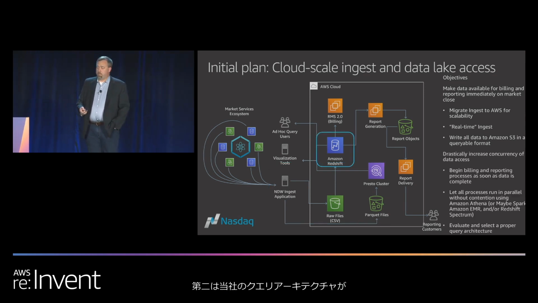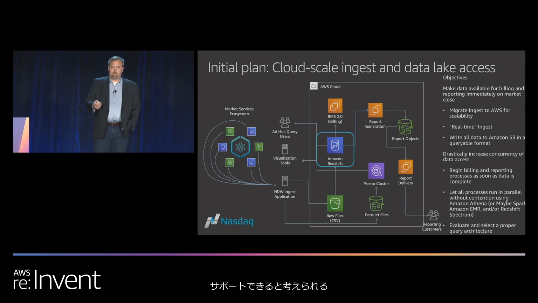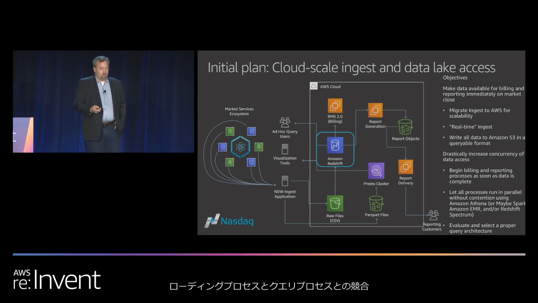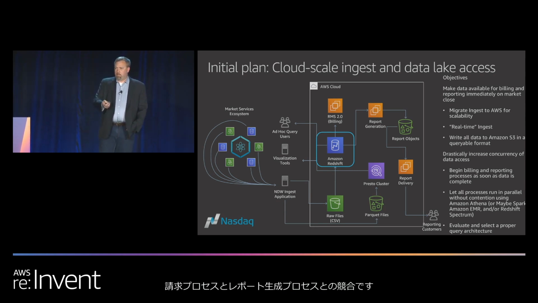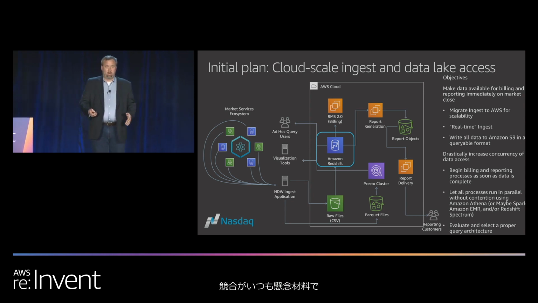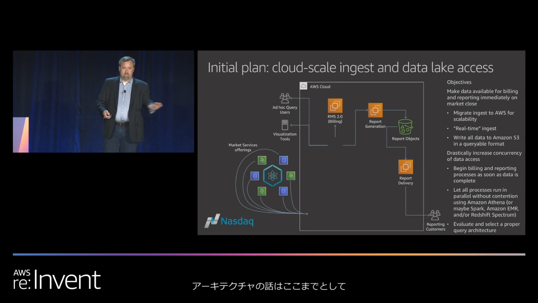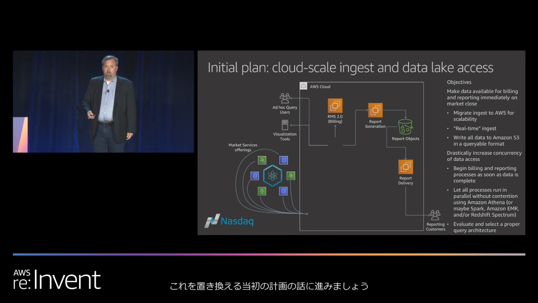Our second objective was to dramatically increase the concurrency and parallelism that our query architecture could support. With Redshift, we were always dealing with contention between our loading process and our querying processes, contention between our billing processes and our reporting processes. There was always contention to worry about, and we wanted a way to eliminate that contention. So let's erase that part of the architecture and look at what our initial plan was to replace it.